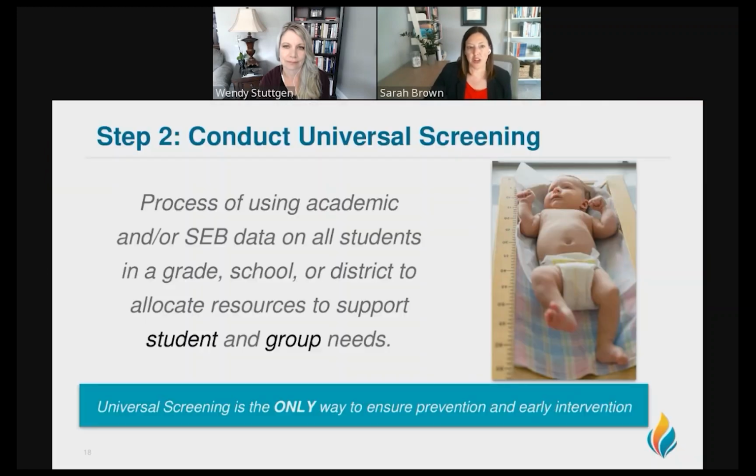And universal screening is essential to ensuring that we have a system that's focused on prevention and early intervention. I've never worked with a district that's implementing early intervention really well without a universal screening system in place. Screening allows us to improve the foundational resources we provide to all students, as well as helps us to identify students who need access to intervention resources.